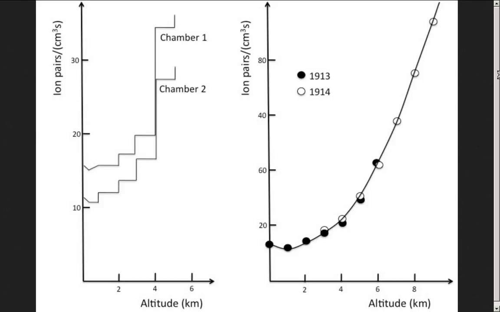Altitude in kilometers over here, ion pairs done a different way using a chamber to test it. I'm pretty sure it's a cloud chamber. The point is you get a sudden increase at about 4 kilometers, depending on how you're measuring it.